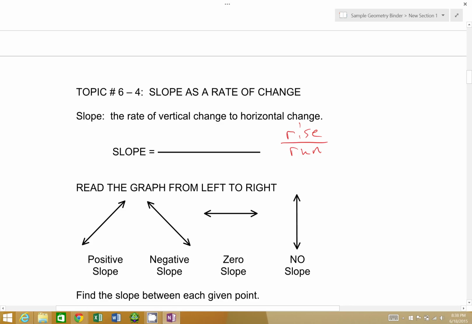Now, reading from the graph left to right, they've given us 4 examples of slopes here. A positive slope goes from the bottom left to upper right. The negative slope goes from upper left to bottom right. Zero slope is a straight horizontal line, and no slope, not zero slope, but no slope, simply is a straight vertical line. It's important to note that if you have no slope, you do not have a function. Remember, we talked about that yesterday, the vertical line test, if you were paying attention.